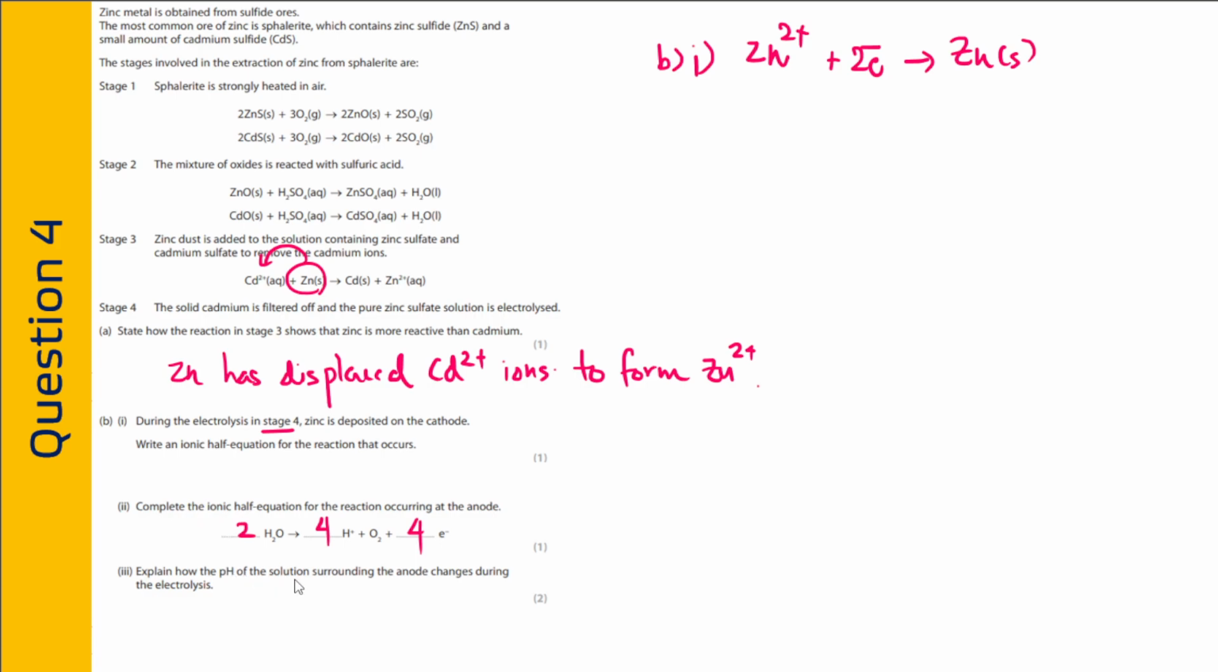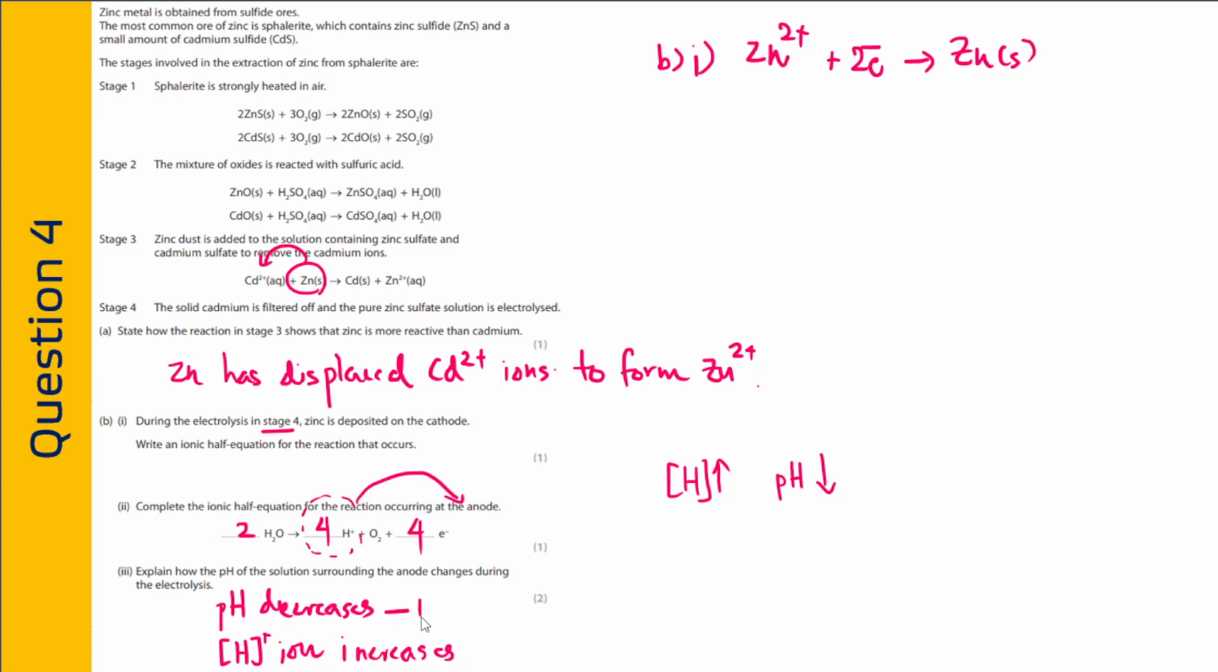Alright, so explain how the pH of solution surrounding the anode changes during the electrolysis. Okay, so remember here that H+ is being formed around the anode, right? So meaning what? That if your hydrogen concentration is increasing, it means that your pH is going to decrease. Okay, so this is something that you will learn in acid, bases and salt preparations in later chapters, but right now just know that if your hydrogen concentration increases, pH is going to decrease. So pH is going to decrease because hydrogen ion concentration is increasing. Alright, so notice how I am trying to answer based on the marks given. Okay, if it is 2 marks, I'm trying to get 2 complete marks.